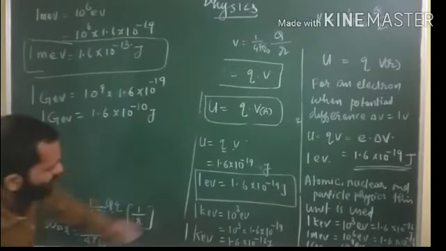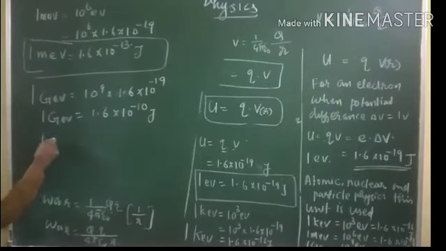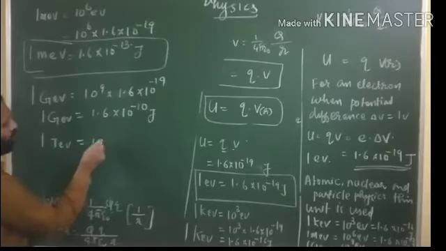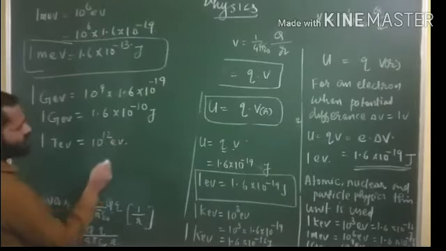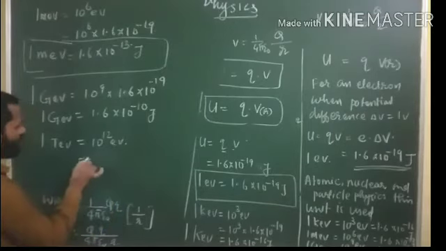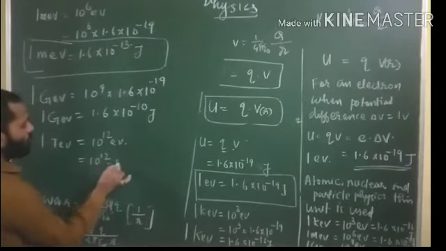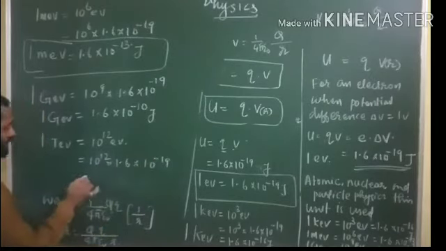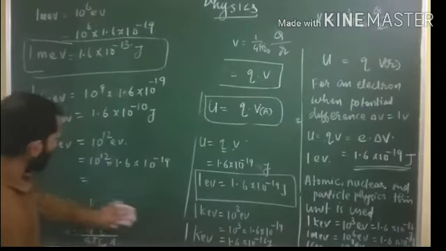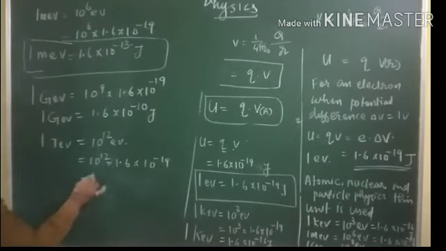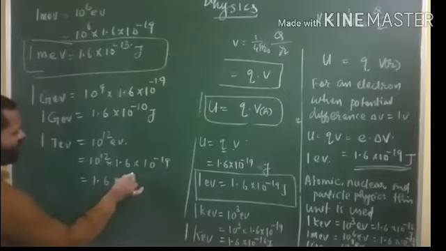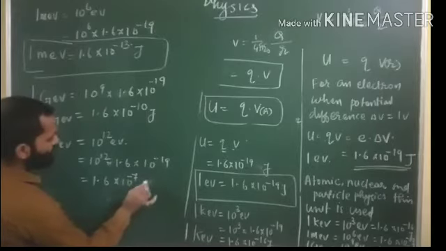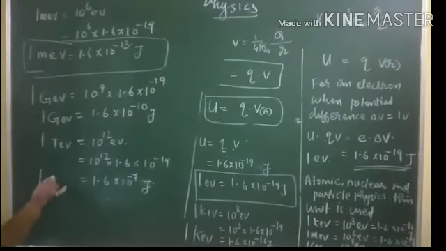Now one more higher unit we can take, that is 1 TeV, tera electron volt, which will be equal to 10 to the power 12 electron volt. Then this will be equal to 10 to the power 12 into 1.6 into 10 to the power minus 19. When we are doing this, we will be getting 1.6 into 10 to the power minus 7 joules. Okay. So this is 1 TeV.